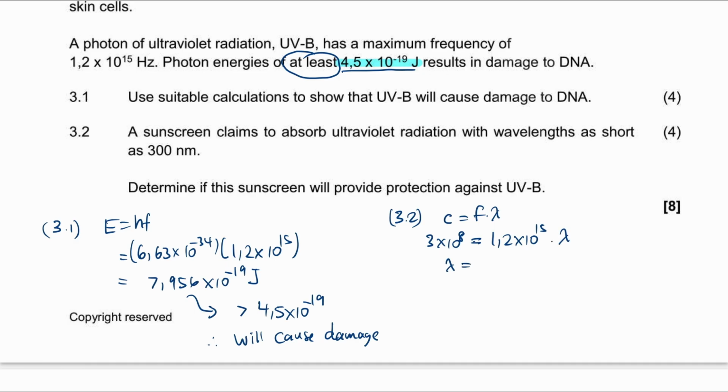So lambda is equal to 250 times 10 to the minus 9 meters. Now 250 times 10 to the minus 9 is less than 300 times 10 to the minus 9. Because they tell us here that the sunscreen claims to absorb UV radiation as short as 300, it's 300 and above that it can actually absorb. So because this is less than 300, we can say that it's not going to protect against UVB.